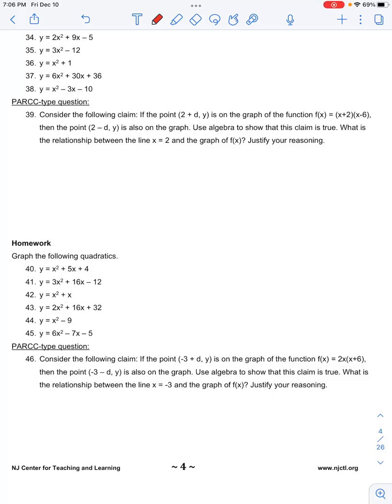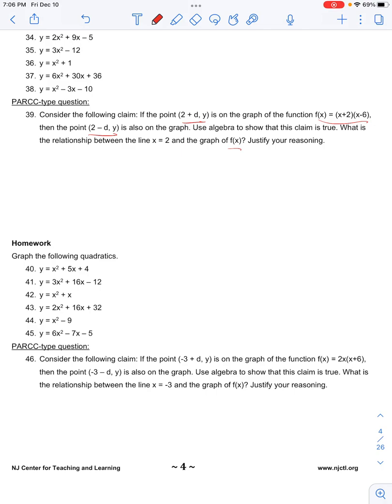Okay, number 39 in your classwork for quadratic equations asks you a multi-part question. So we have the following claim. If the point (2 + d, y) is on the graph of the function f(x) = (x + 2)(x - 6), then the point (2 - d, y) is also on the graph. So use algebra to show that this claim is true. What is the relationship between the line x = 2 and the graph of f(x)?